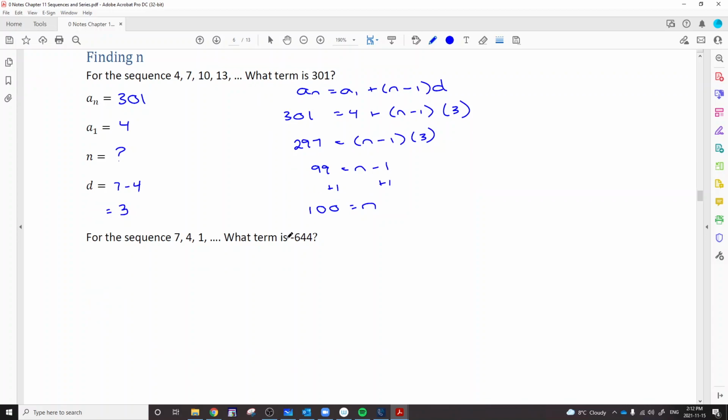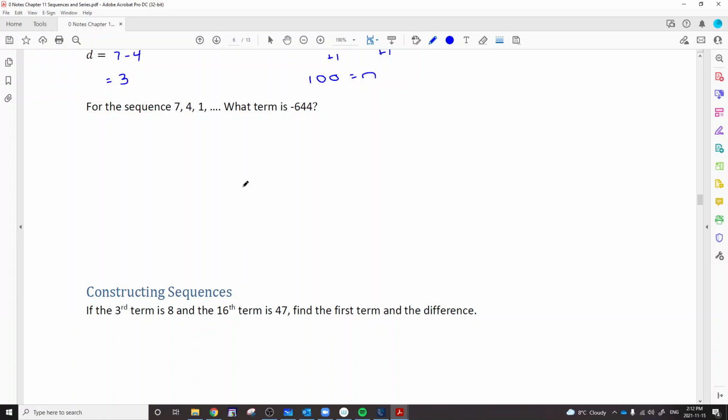All right, I want you to pause the video and I want you to find what term number negative 644 is in this sequence. Hopefully you're coming back and you use this formula, because this is the formula you always use in an arithmetic sequence. And so we're going to say that negative 644 is equal to the first term 7, plus, again, we don't know n, but we know that our common difference is 4 minus 7, which is negative 3. And then we just solve.